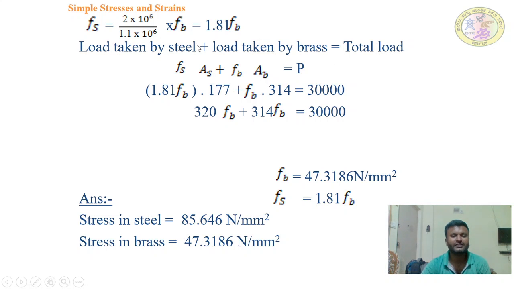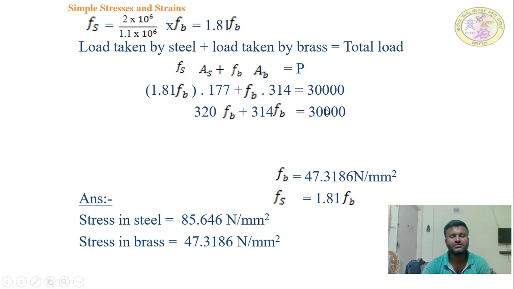Substitute: load taken by steel plus load taken by brass is equal to total load. Load taken by steel is stress in steel into area of steel, plus load taken by brass is stress in brass into area of brass, which is equal to the total load taken. Then substitute stress in steel, which is 1.81 times stress in brass, into 177, plus stress in brass into 314, which is equal to 30,000 newton.